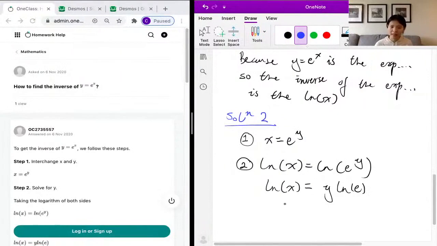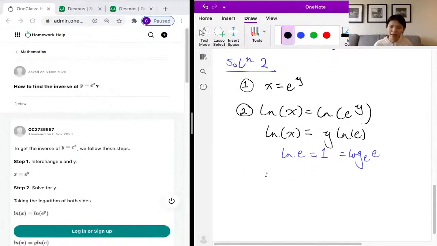Also, we know that ln of e is actually 1 because, again, ln is a special type of logarithm with base e, and we know that log of e with base e is just 1. So in this case, ln of e equals 1. So we have ln of x equals y times ln of e, which is 1. So we have y equals ln of x. Perfect. And now we're done.